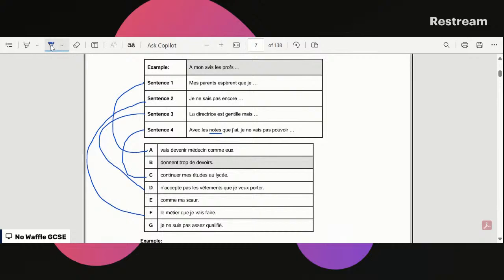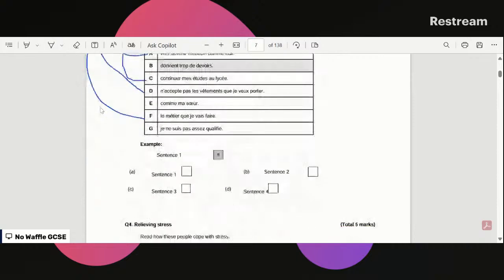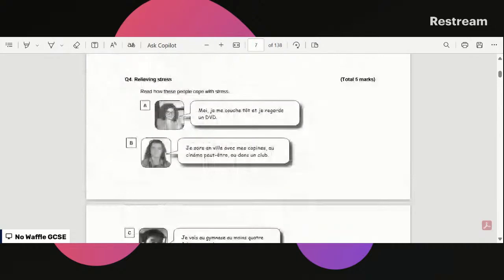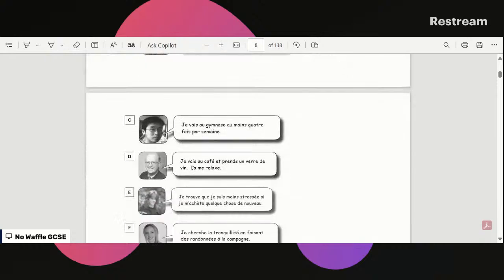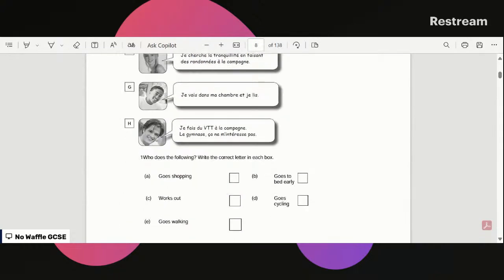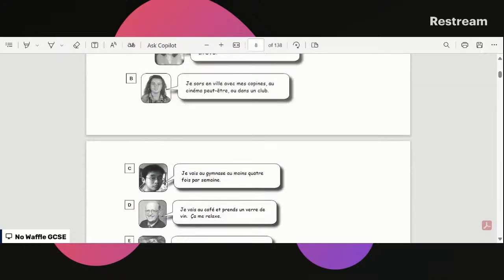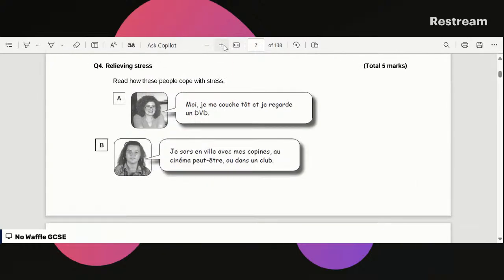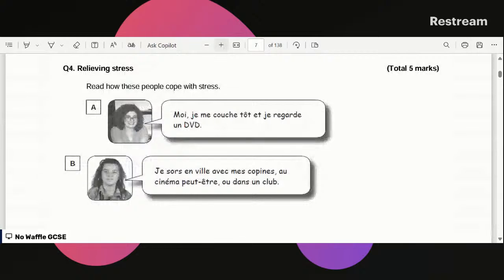Okay, let's continue on now. Read how these people cope with stress, and then what's the practice? Who does the following write the correct letter? So instead, I think we should just work on translating it and looking at key phrases here. So we've got moi, je me couche tôt et je regarde un DVD. So I go to bed early. That's what this means. Je me couche. It's one of those verbs which has me in front of it, like je me lève. And tôt means early, and I watch a DVD.